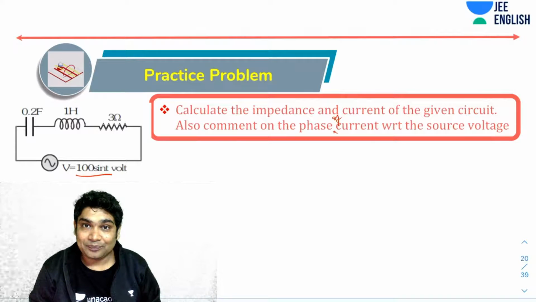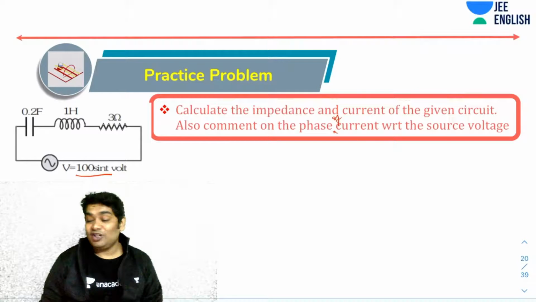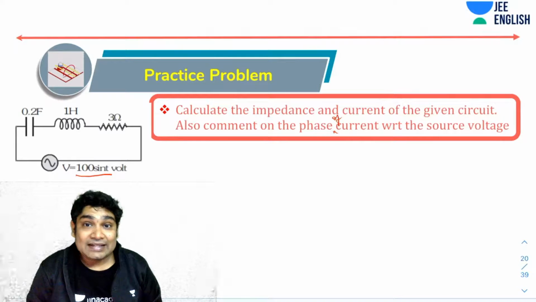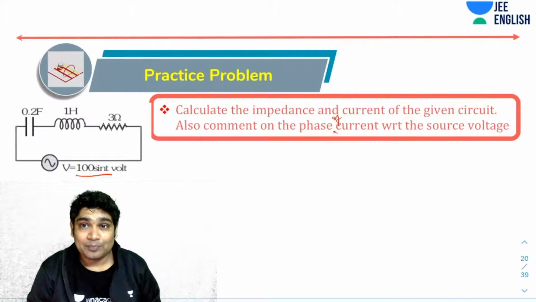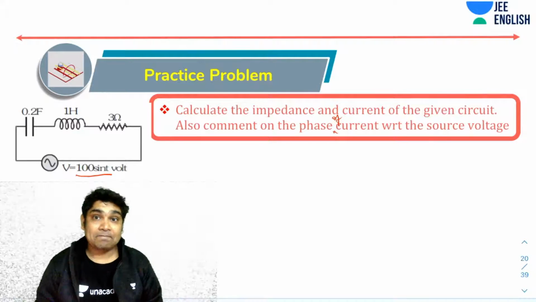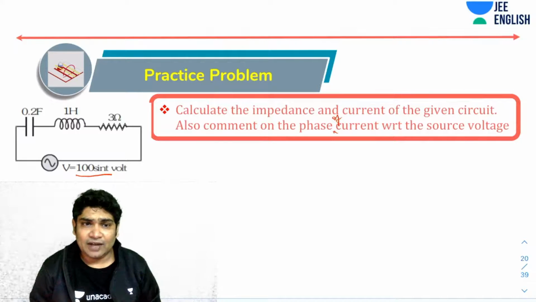What do you think is going to be the answer? So try and give me your answers. What do you think is the impedance and the current of the given circuit? What is the current in the given circuit? Now, whenever I'm talking about the current, let's talk about the RMS value only, or we can also talk about the peak value. That doesn't really matter.